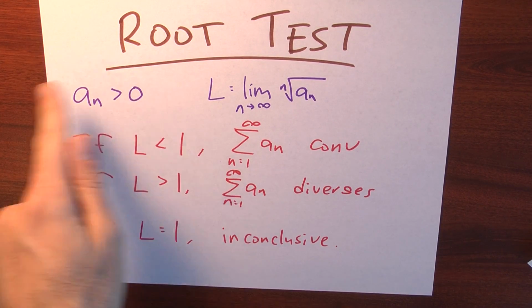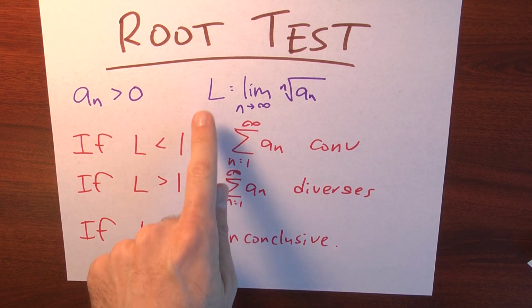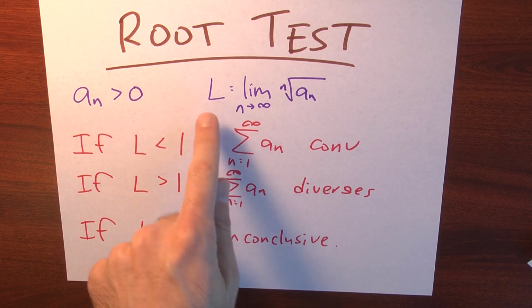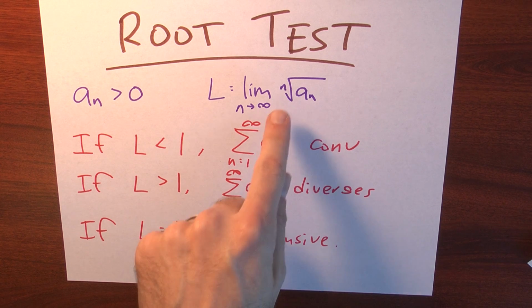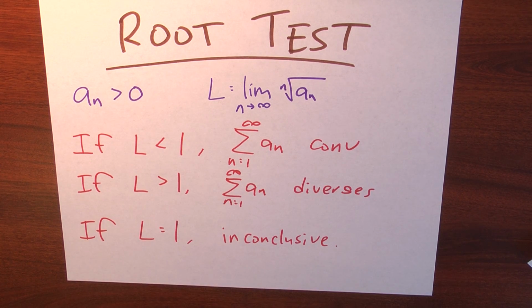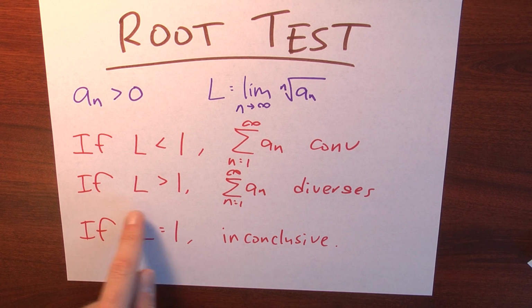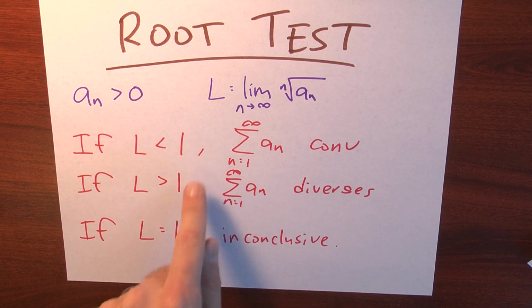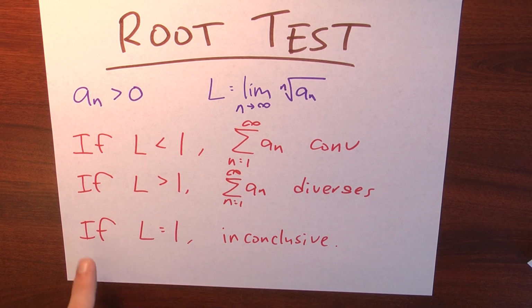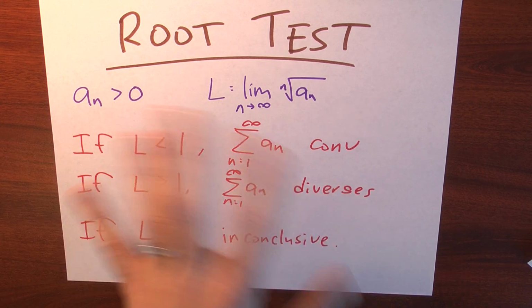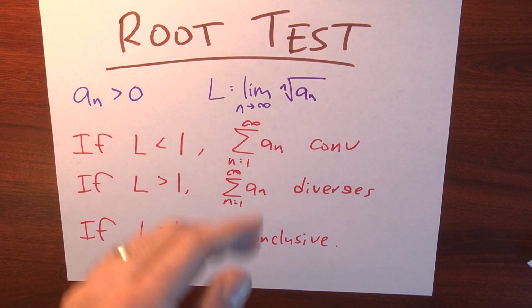You want to analyze a series with positive terms. You're supposed to calculate this limit. Call it big L. Big L is the limit as n goes to infinity of the nth root of the nth term. Now if big L is less than 1, then the series, the sum of the a sub n's, converges. If big L is bigger than 1, then the series diverges. And if big L is equal to 1, well, then the root test is inconclusive. You'll have to try something else.